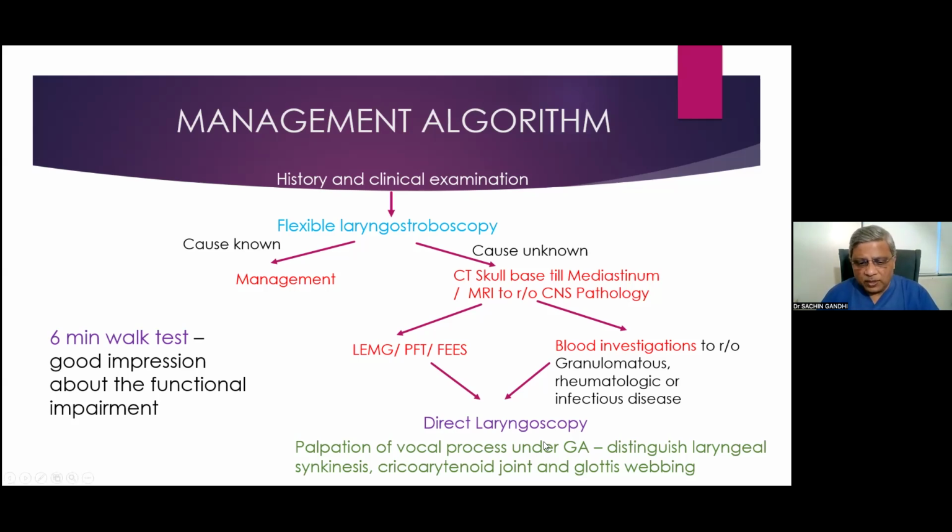In direct laryngoscopy, you have to check fixation or paralysis by palpating the vocal process or the arytenoid movement and then making sure it is either paralysis or fixation.